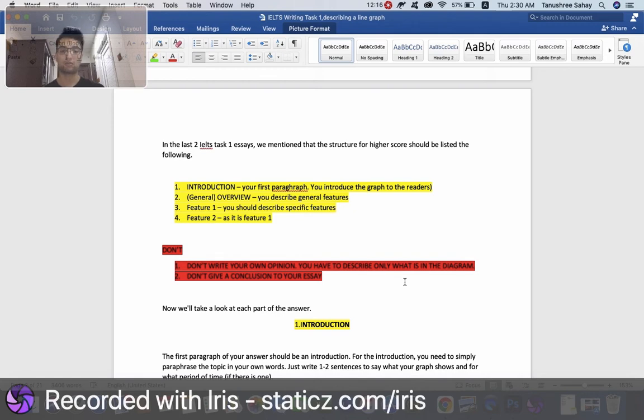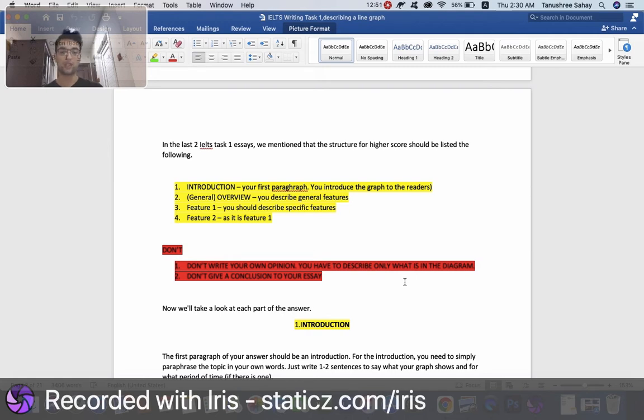And it's easier to write your essay according to this Task 1 structure. So we have 4 parts in IELTS Task 1, and so far we've used this structure for almost 3 different tasks in IELTS Task 1. The first part is the introduction, which means your first paragraph. Mostly it's only 1 sentence, but you can write 2 sentences, not more than 2. What you do here is introduce the graph to the readers.